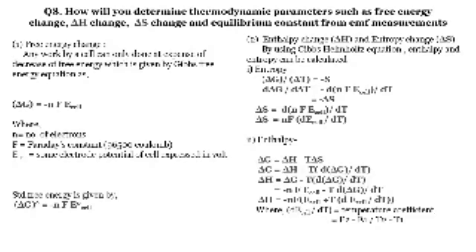The basic Gibbs-Helmholtz equation that we have to use for the entropy is d delta G upon dT is equal to minus delta S. When you substitute for delta G, that is minus NFE cell, you will get d delta G upon dT is equal to minus d(NFE cell) upon dT, which is equal to minus delta S. Therefore, delta S is equal to d in bracket NFE cell upon dT.